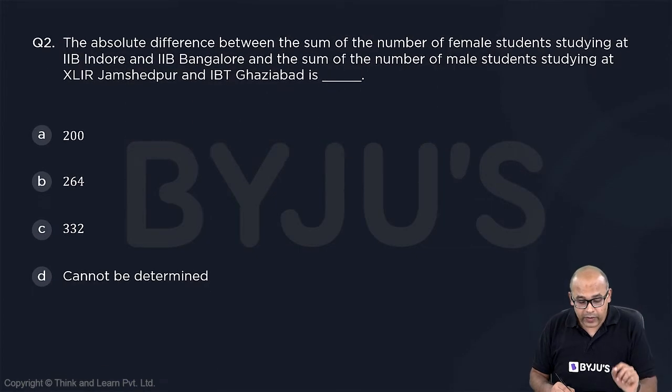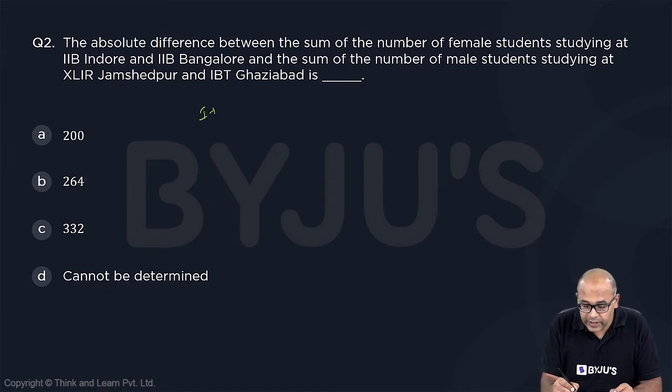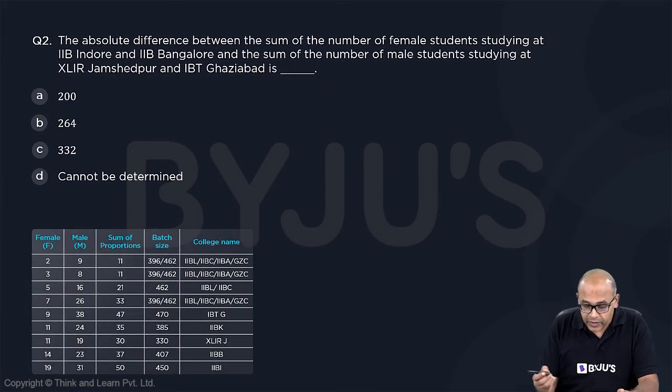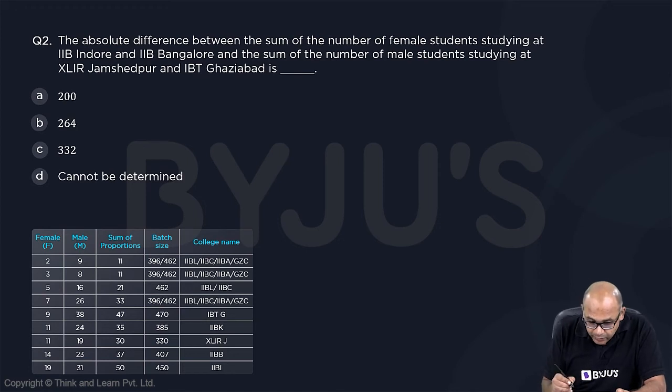Right? Now, the absolute difference between the sum of the numbers of female students studying at Indore and Bangalore, so Indore plus Bangalore female students, and the male students studying at Jamshedpur plus Ghaziabad. This is what we want. Let's take a look at the tables. So we have Ghaziabad and Jamshedpur. Where is Jamshedpur? Jamshedpur is here. I need the male students here.